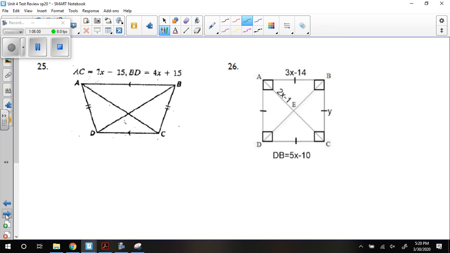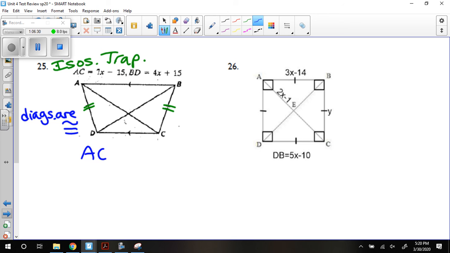Okay, in number 25, this is an isosceles trapezoid. And I know it's isosceles because of these tick marks here and here. Okay, in an isosceles trapezoid, we have to talk about the diagonals, and your diagonals are congruent in an isosceles trapezoid. So we know that AC is going to be congruent to DB, or in this case, I guess I'll call it BD since that's what the problem called it.